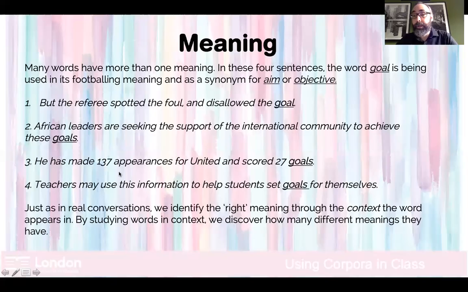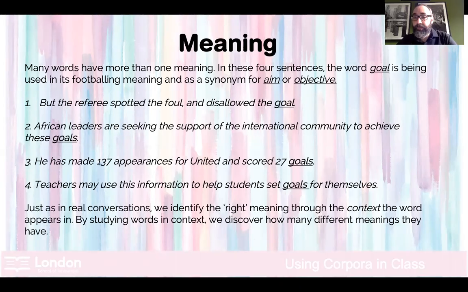The other thing we can check is the meaning of the words. I mean, sometimes if they ask you, so what does this mean, right? And sometimes it's not that clear, or sometimes we have more than one meaning. And it's interesting to know how the meaning can change according to the context where we can find the words. So many words have more than one meaning.